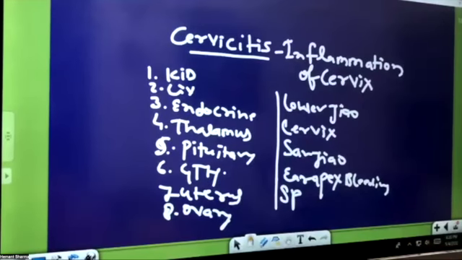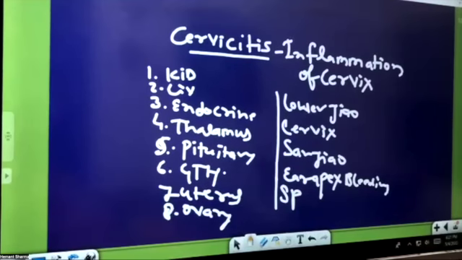So we have to discuss in sequence. We will discuss everything step by step. Now we have completed how to regulate the menstruation. Then menstrual disorder. Yesterday we discussed what is the treatment of amenorrhea.